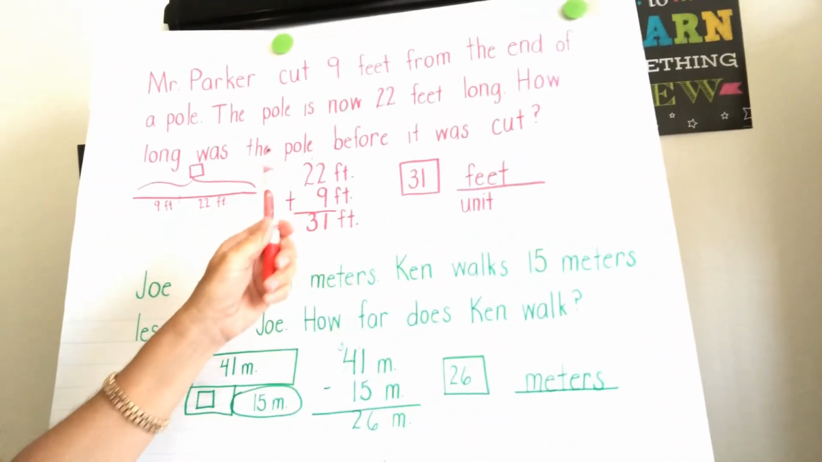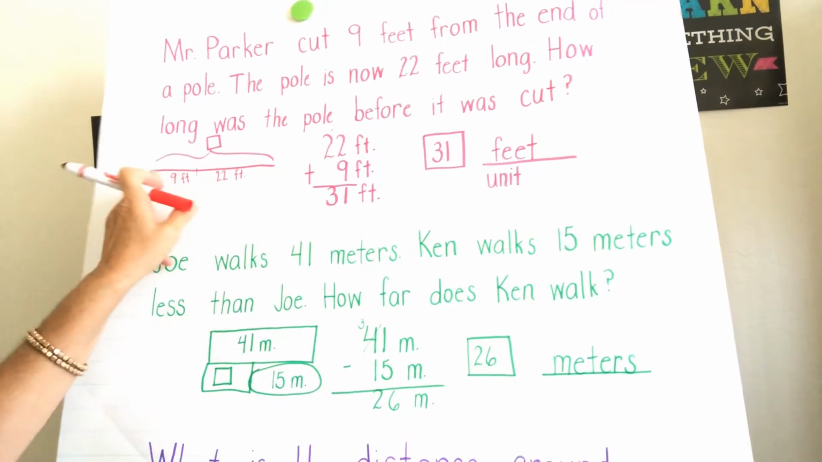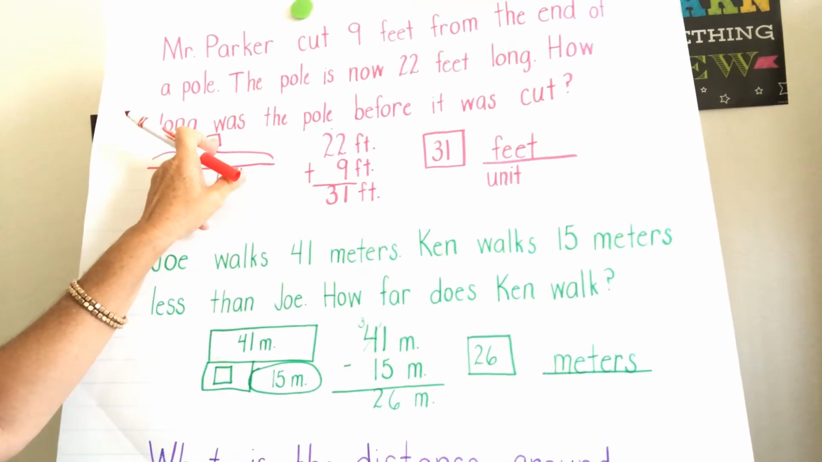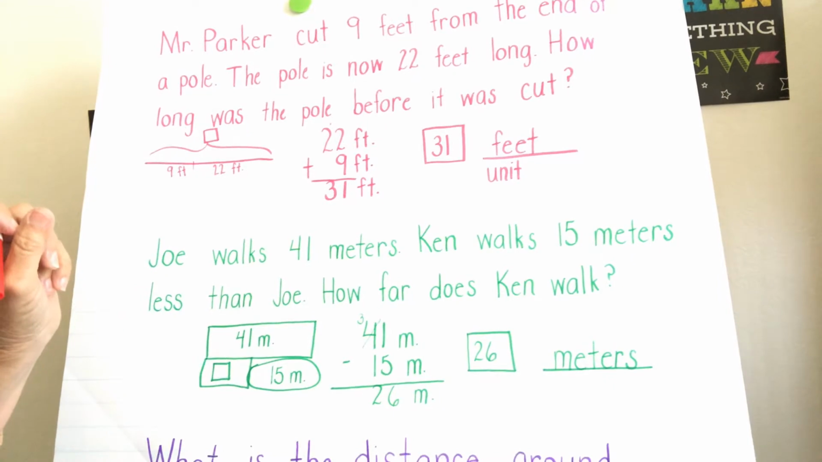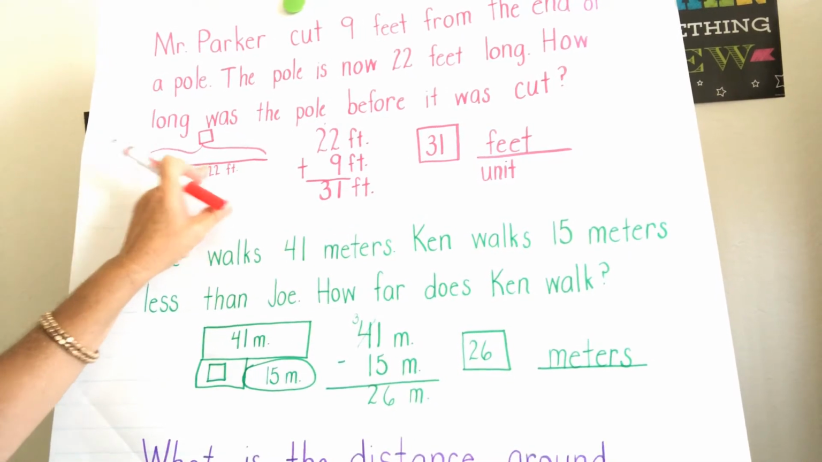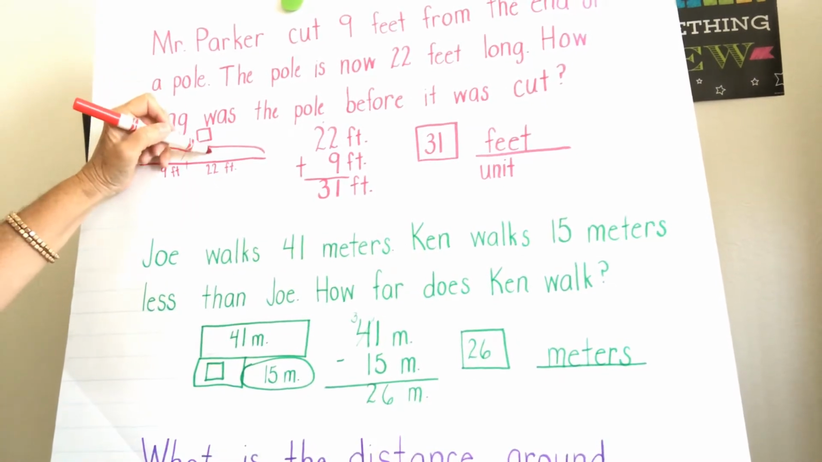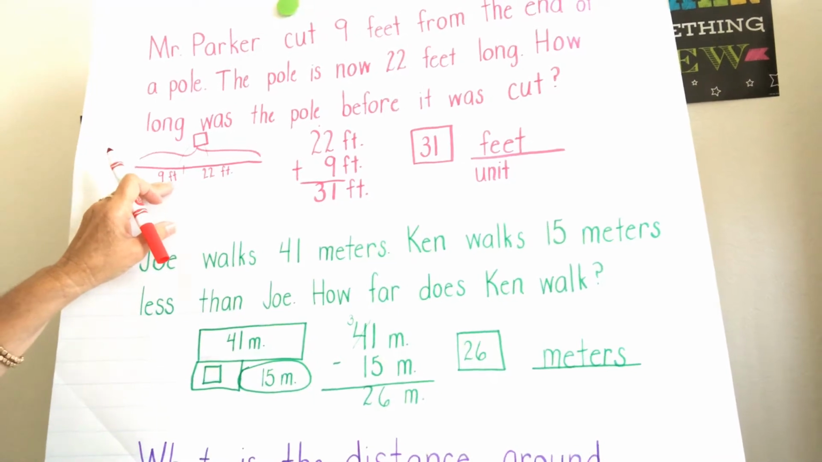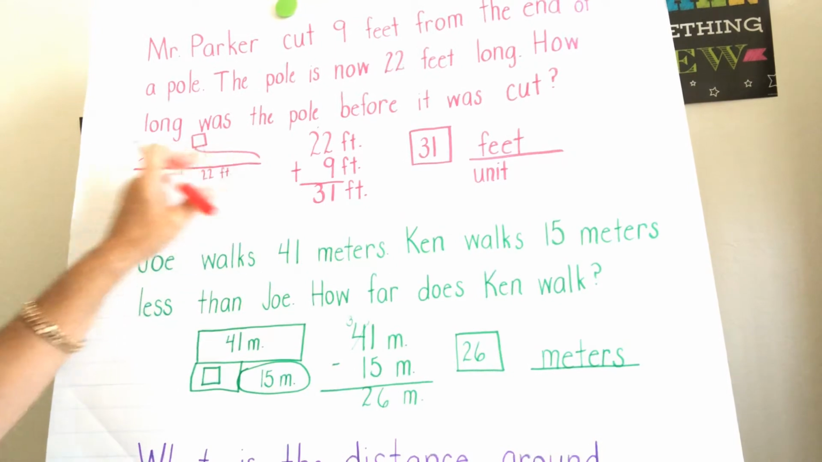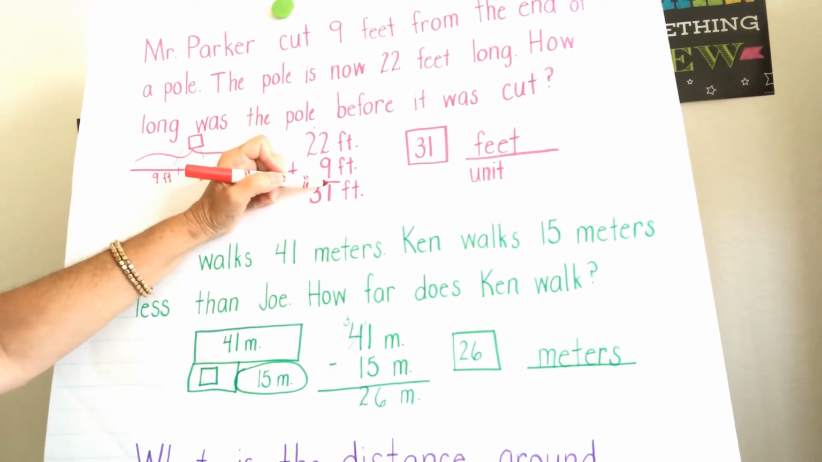Okay, so once again, a picture is always helpful. This is the pole right here. I don't know how long it is before it was cut. That's my unknown. But it says that he cut 9 feet and it's now 22 feet. Well, I don't know about you guys, but I see a math mountain in there. And I know that I can add 9 feet and 22 feet and I will get the length of the pole. So I'm going to add them here. 2 plus 9 is 11.